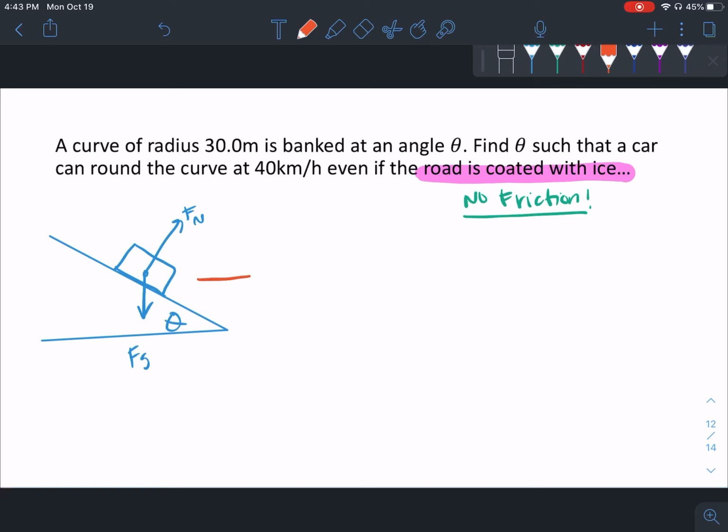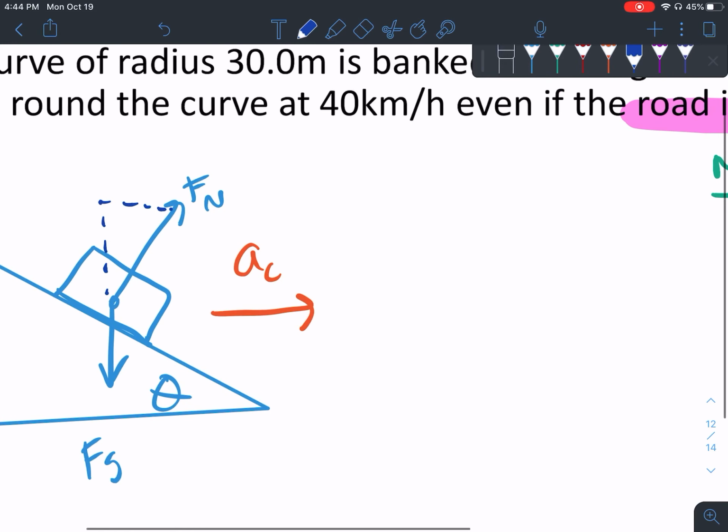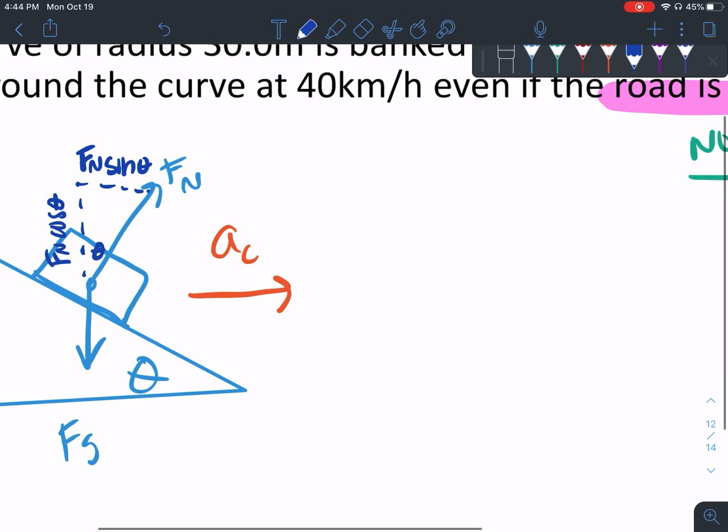As always, in this case that we've seen, my force net is going to be towards the center of that circle. So I need to break down my force normal. Once again, doing my lovely geometry, moving our thetas around, my theta would end up here. So this would end up being Fn sine theta, and this ends up being Fn cosine theta. That's really useful because I'm going to create two sum of force equations.